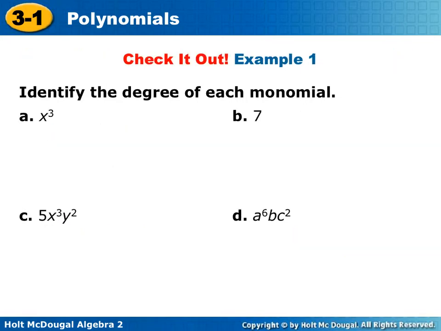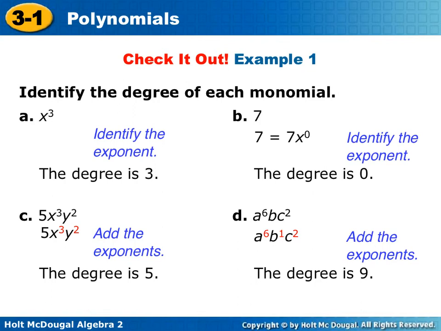Well, if you go ahead, try these, should be pretty similar. Hit pause and see if you can get the right answers here. If you haven't hit pause, go ahead, hit pause now, and I'll give you a chance to look at the answers. So hopefully you got all these right. First one's degree 3, second one's 0, C's 5, and D is 9.